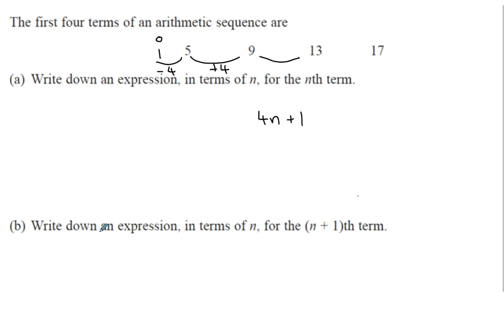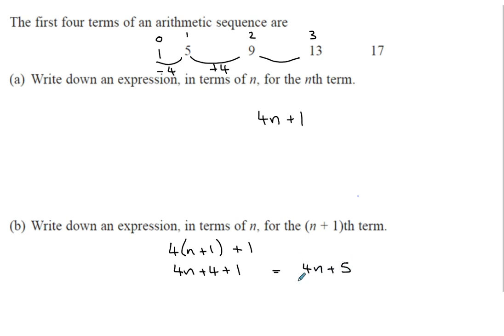Okay? When it asks you to write down an expression in terms of n for the n plus 1th term, so here, instead of trying to find the nth term, if you have to find the n plus 1th term, all you do is you go 4, and instead of writing n, you write n plus 1, and then you go plus 1. So you've got 4n plus 4 plus 1, which would give you 4n plus 5.